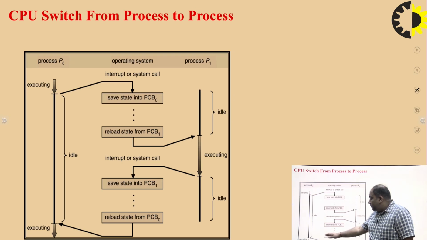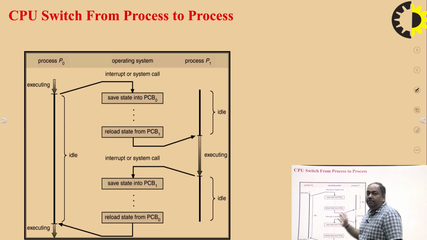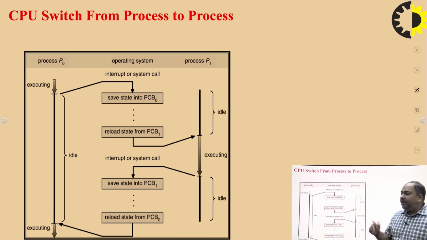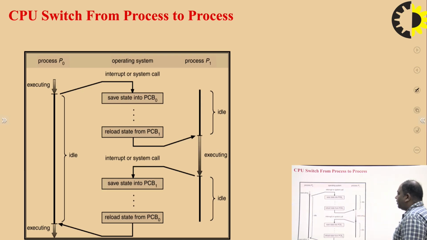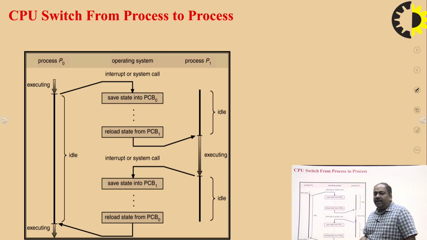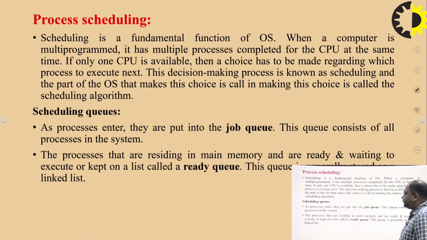Then process 0's state is reloaded and it starts executing. So in this way, with the operating system, the CPU switches from process to process by storing their states, in which state they are currently executing, whether they are in the new, ready, waiting, running or terminated state.